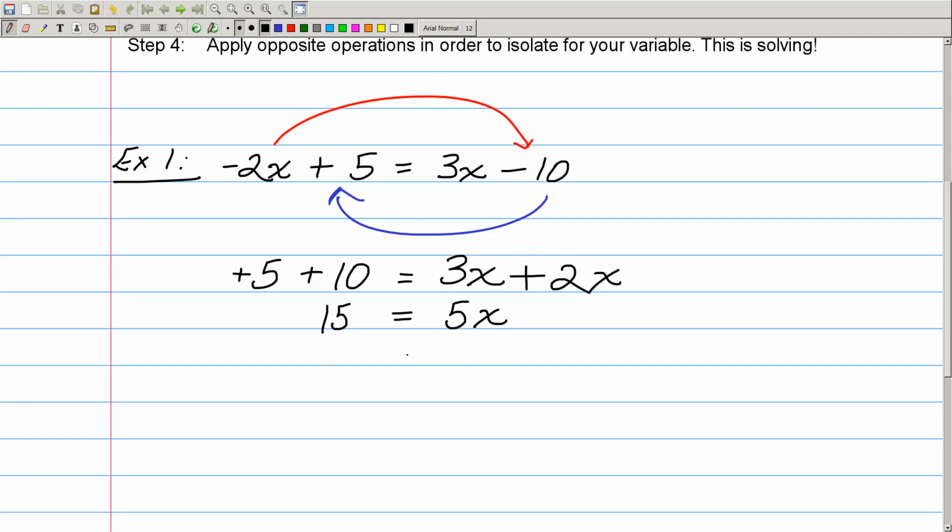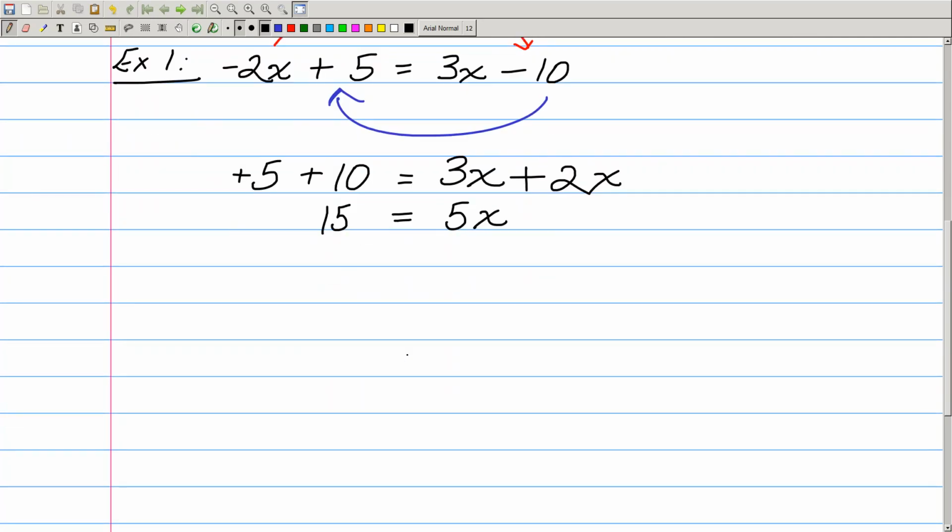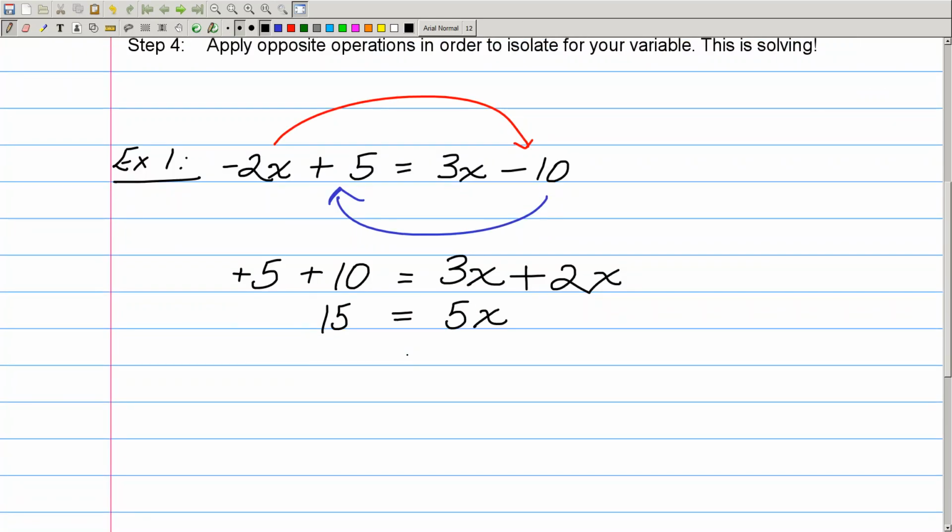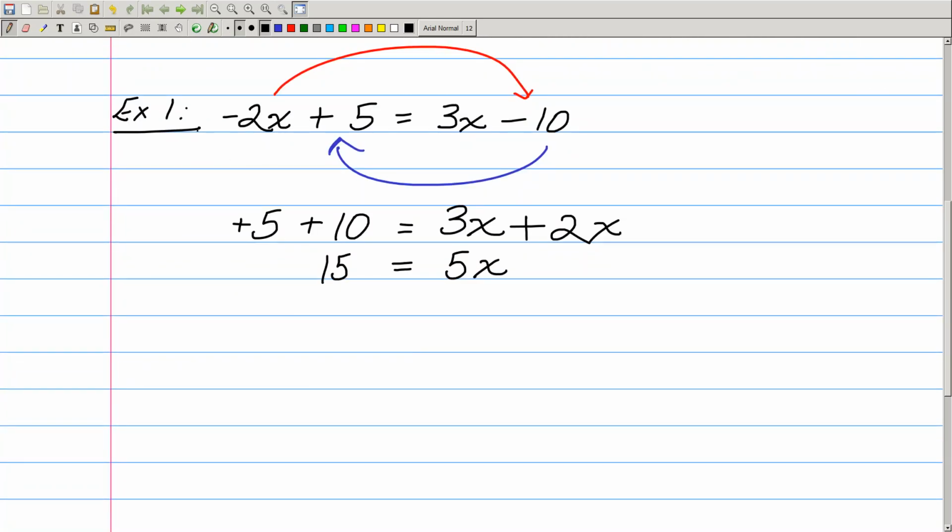And now the last step in the process, step 4, is apply opposite operations. Okay, now we've done this. Very basic stuff. So how do you apply opposite operations here? Well, what you have to do, is that legible? Yeah. Okay, what you have to do is the opposite operation of what you see in the equation to get x on its own.